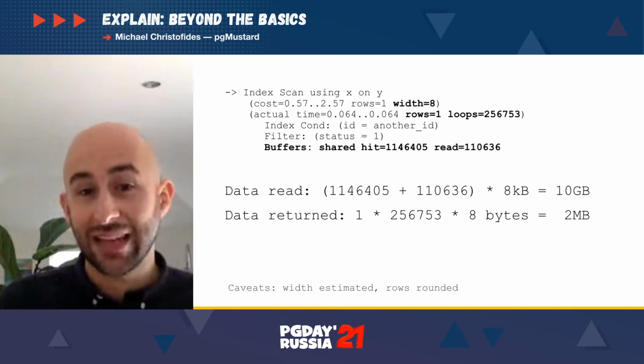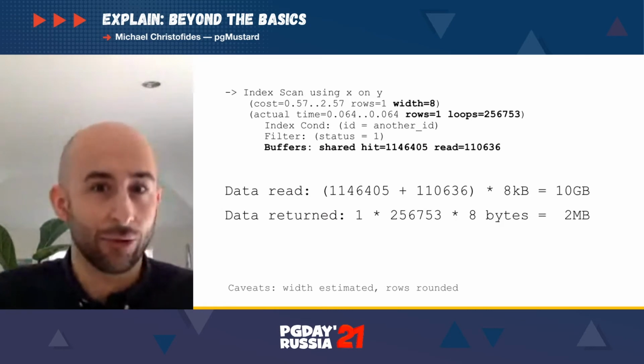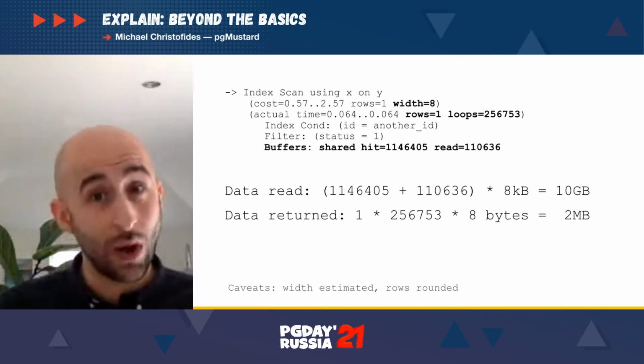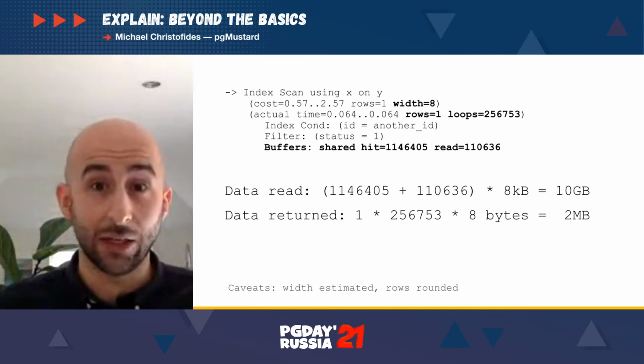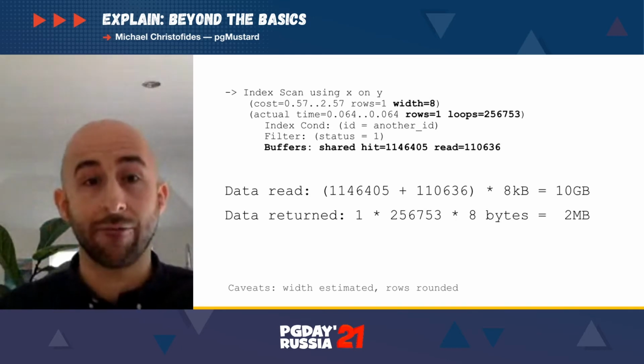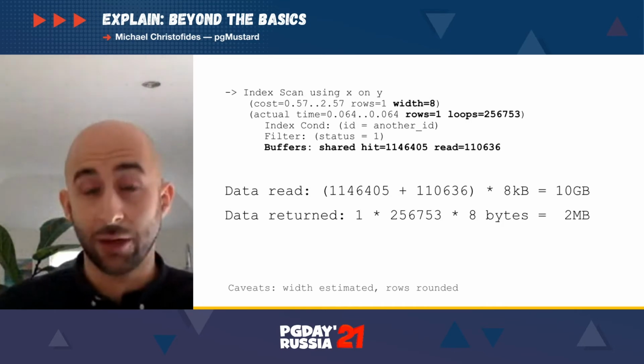So we have a few caveats here. That width is estimated and the rows number is rounded, and it could be anything from 0.5 rows per loop up to 1.5 rows per loop, which is quite a big difference when we consider how many loops we're talking about here. But luckily, the buffers numbers are not a per loop average. So in this case, we can clearly see those.